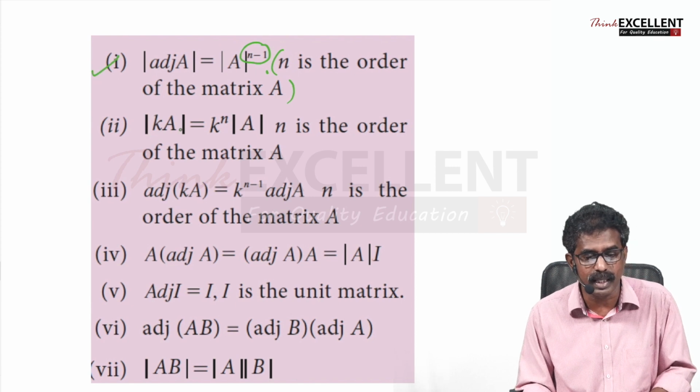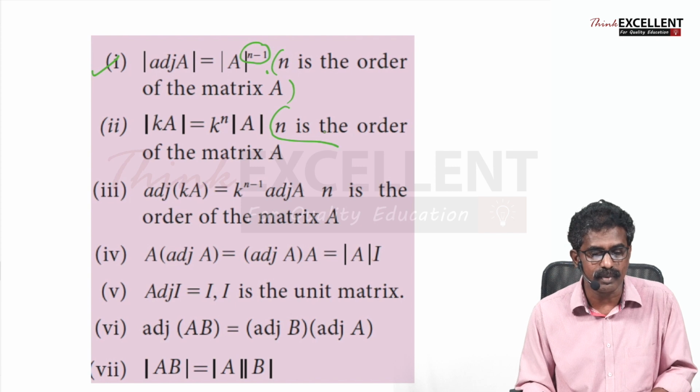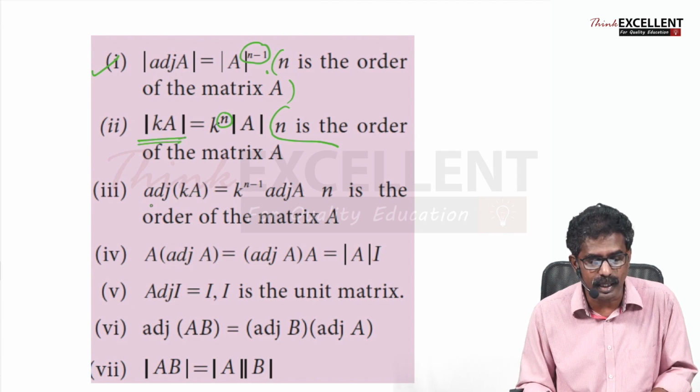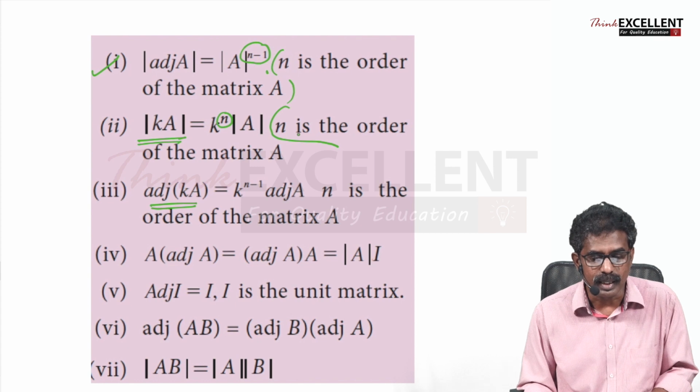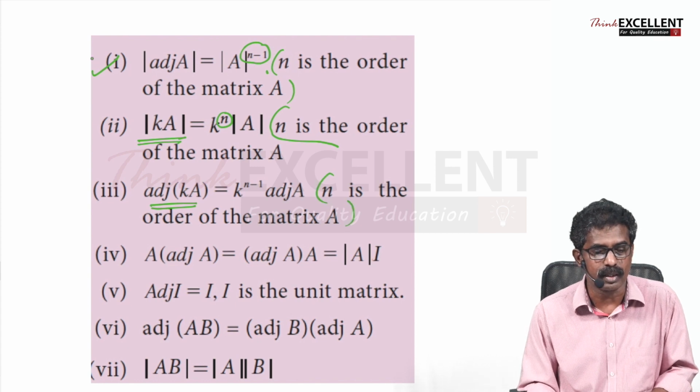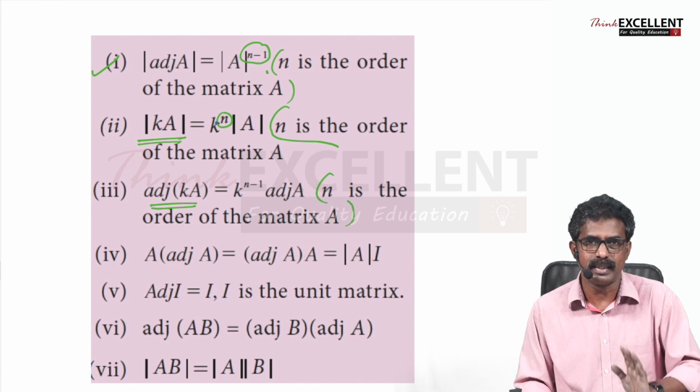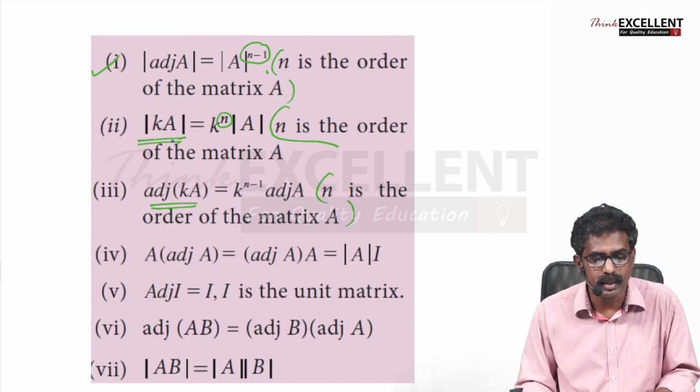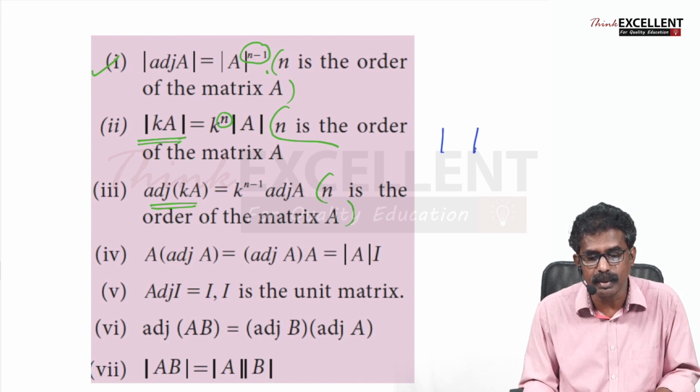Second one, determinant kA. Here n is the order of the matrix. So your answer is k raised to n into determinant A. Adjoint kA. So determinant kA, adjoint kA, you have to be very careful. N is the order in both the cases. Like 3 by 3, we say n by n, general. When determinant comes, it is k raised to n. When adjoint comes, k raised to n minus 1.